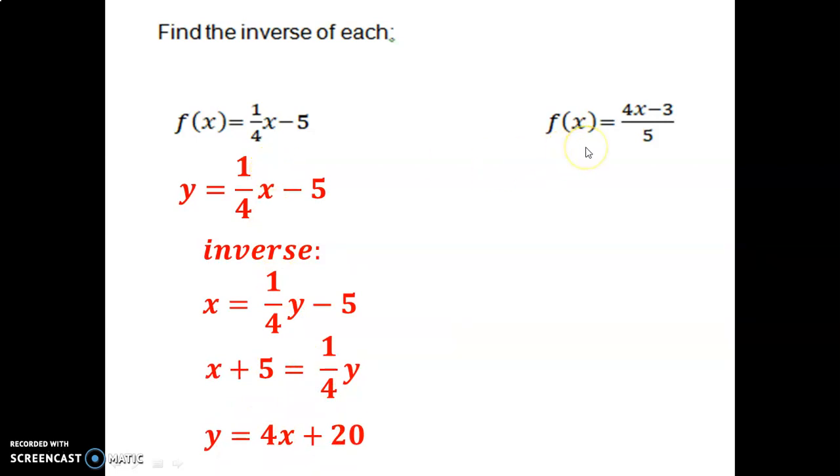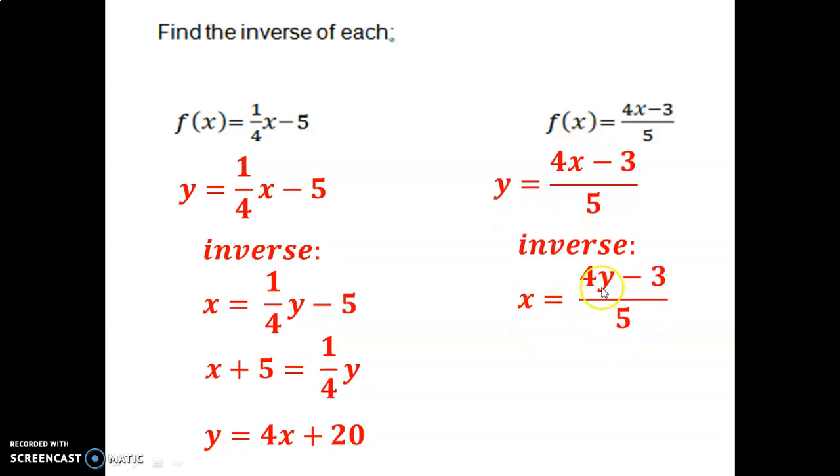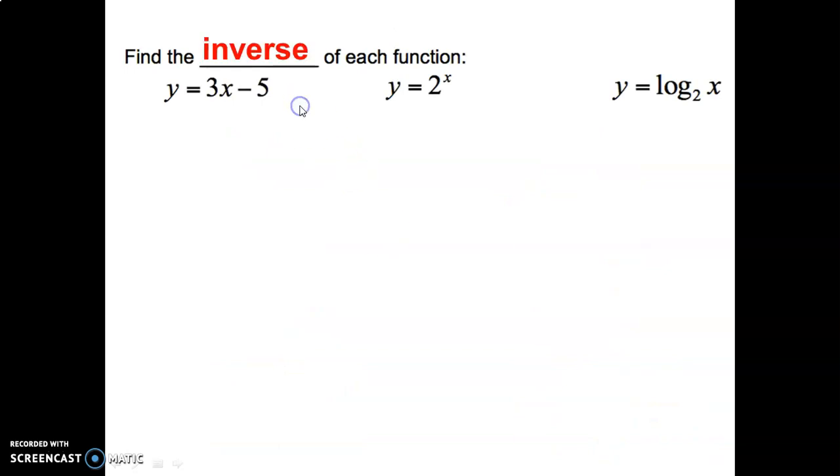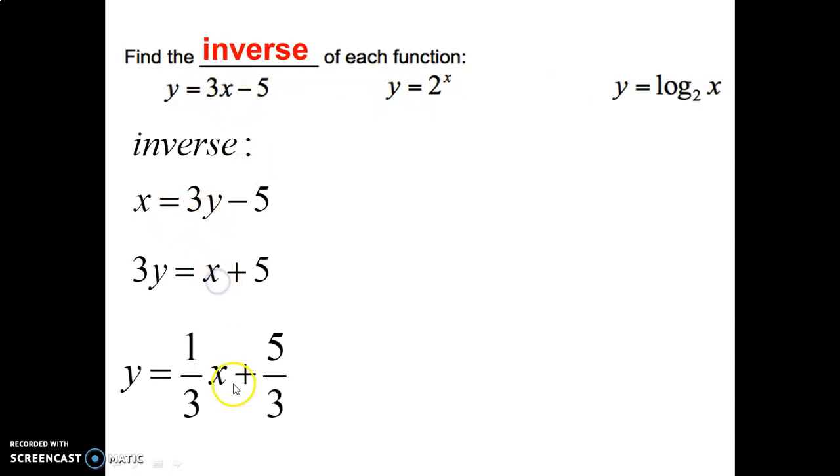How about this one? Okay, swap the x and y values right here, and then solve for y. So multiply by 5, and then we're going to add 3 divided by 4. Okay, so that's inverses. So now let's think about inverses in terms of logs, right? So this basic one again, here's a basic inverse one. Swap the x and y, solve, and you get that.